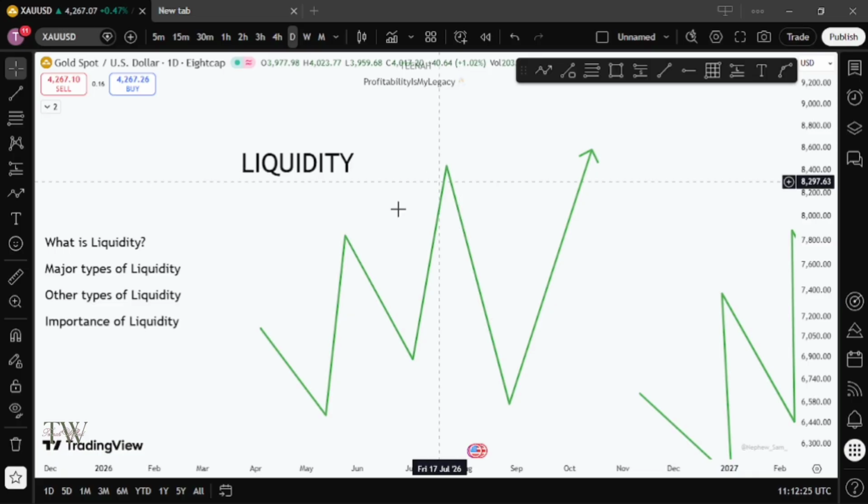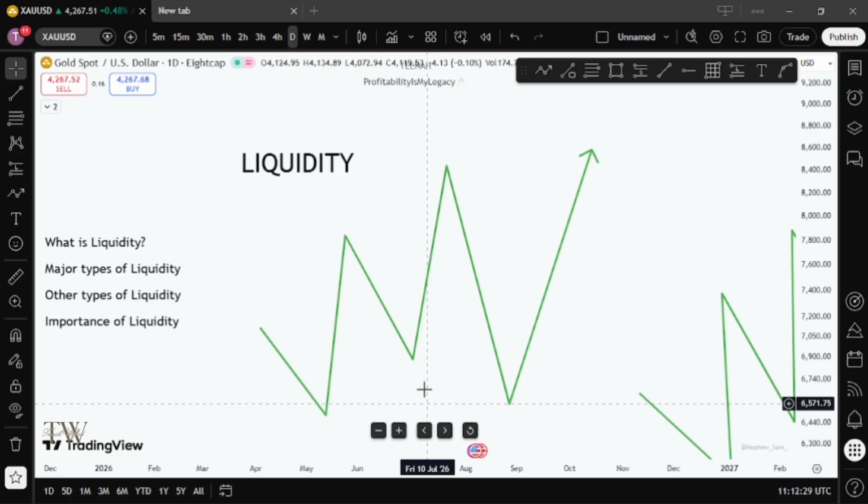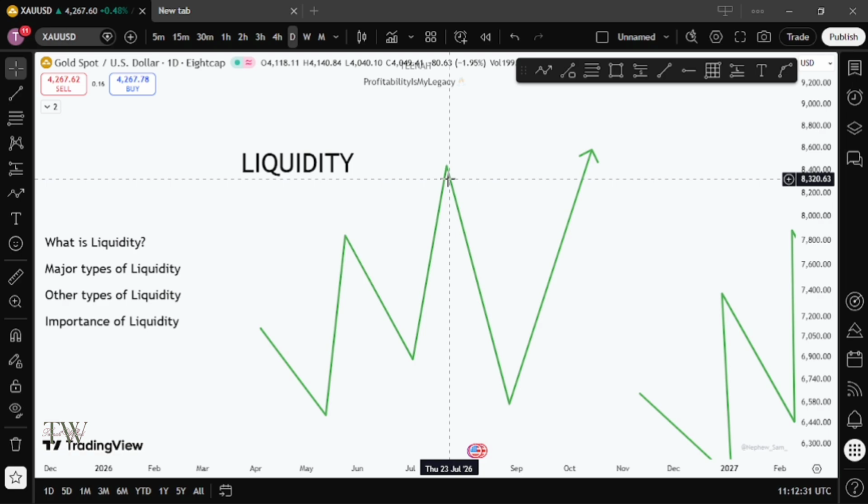If you're on a buy trade, just like this particular buy setup here, you already know that the chances of price sweeping above this high because of this liquidity is very high. So you're going to place your take profit around that region.